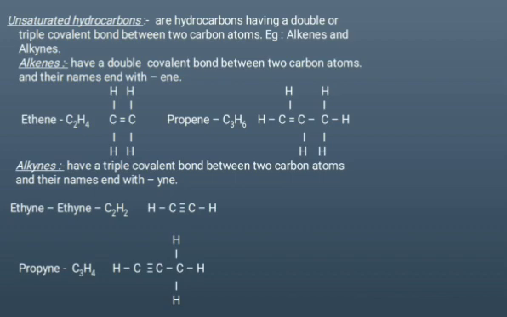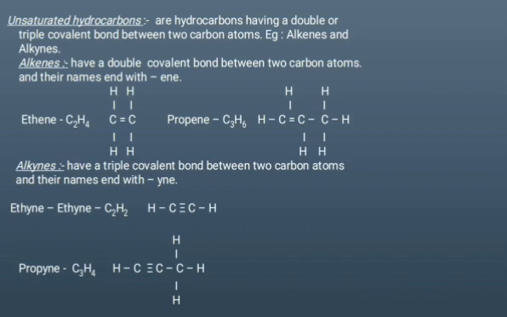Unsaturated hydrocarbons. Hydrocarbons having double or triple bonds between the 2 carbon atoms are called unsaturated hydrocarbons. Example, alkenes and alkynes. Alkenes have a double covalent bond between 2 carbon atoms, and their names end with the suffix ene.